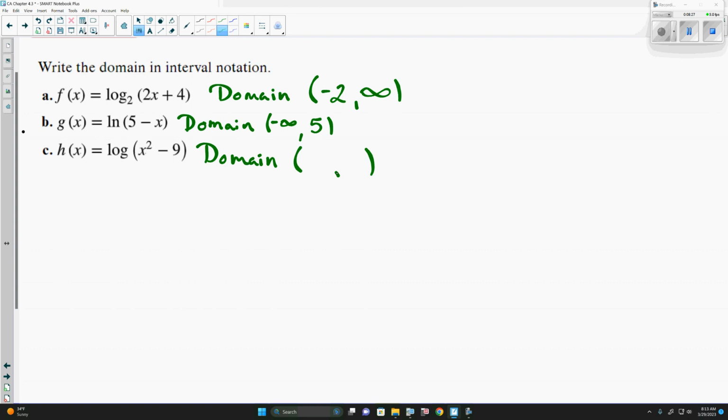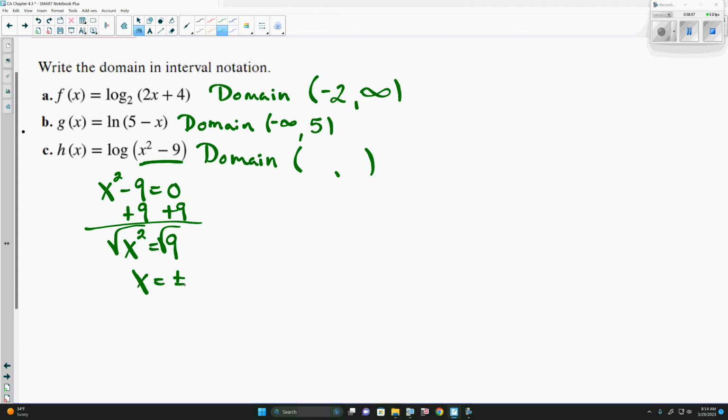So if we look at the last one here, x squared minus 9. With any of these here, this cannot be 0. So we'll do it in the calculator also, set it equal to 0. Add 9 to both sides. X squared is equal to 9. Square root both sides, telling us x is equal to plus or minus 3. So at these two values, we're going to have restrictions.